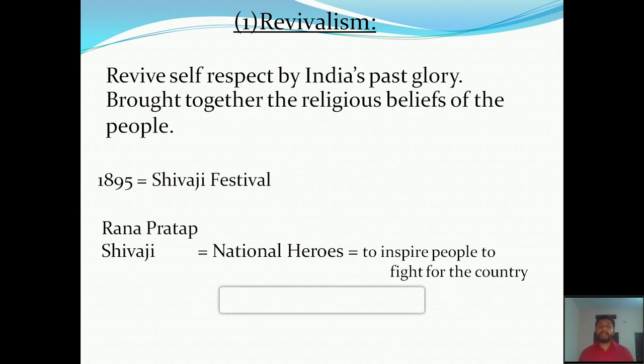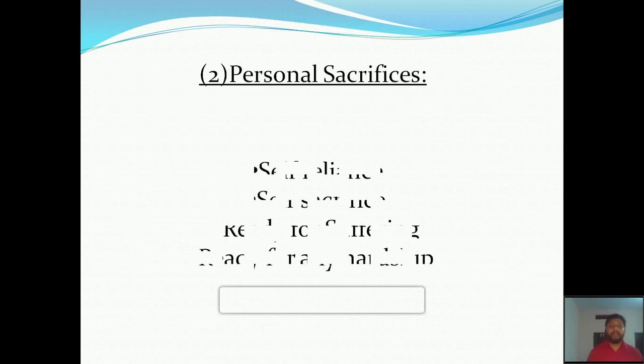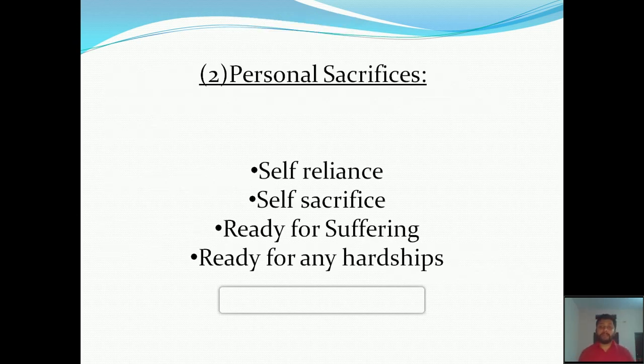Now the second stage after revivalism, what happened? Now it was the period of personal sacrifices. A person filled with self-respect will have certain other qualities like self-reliance, readiness for self-sacrifice, readiness for suffering, and readiness for any hardships. So it was an impact. A person filled with love towards the nation, who is undergoing revivalism, filled with the glorious past of one's own country, will have these qualities. So it was the second stage due to revivalism.